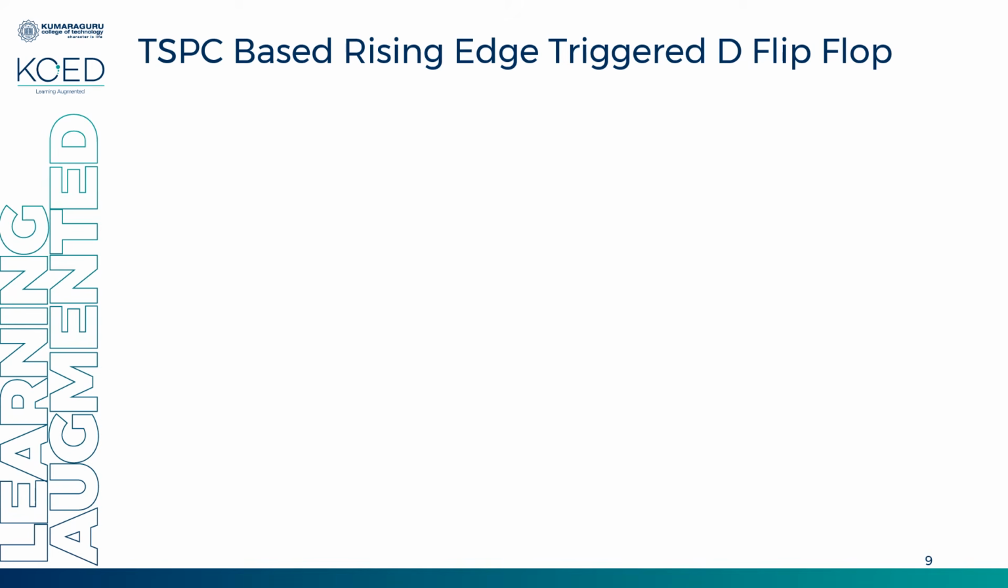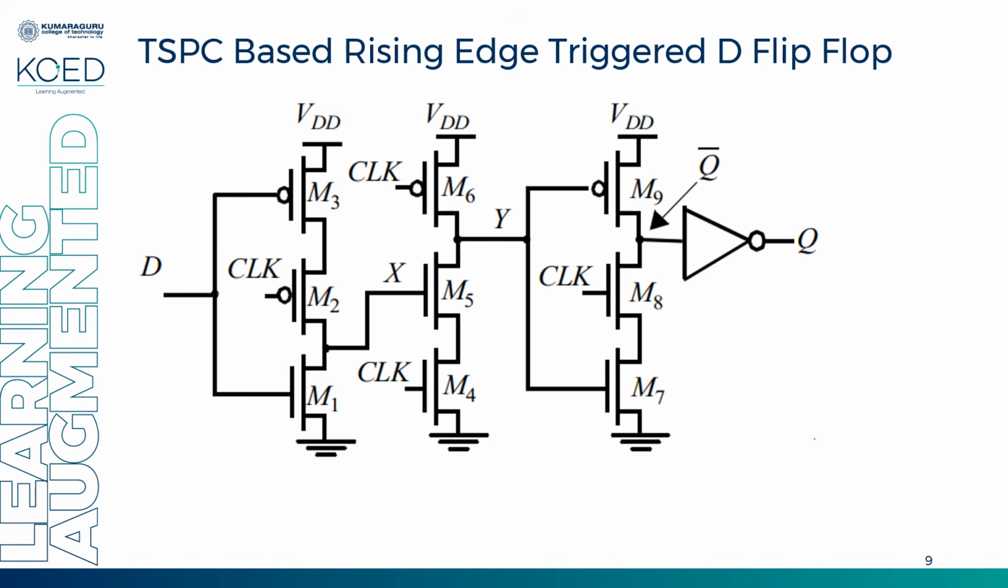So I told you we will learn the basic D flip-flop or D register. A rising edge triggered D flip-flop. A D flip-flop is very simple: the value you give comes out as is. Rising edge triggered means when the clock moves from 0 to 1, my output has to respond. So this is my D flip-flop using TSPC logic style.